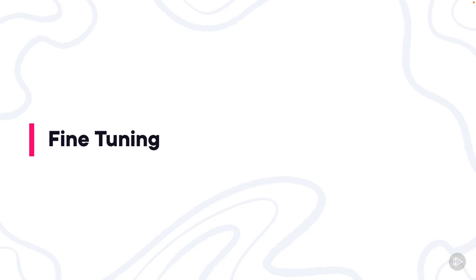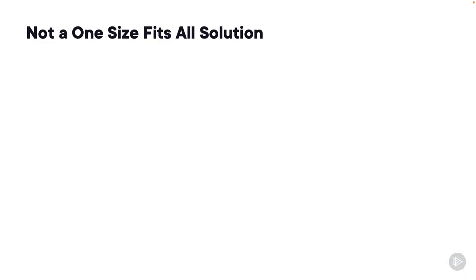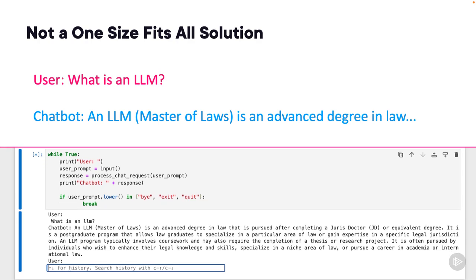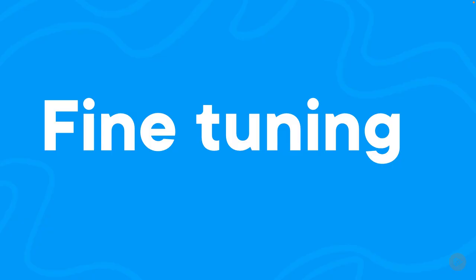There are plenty of times when you build a chatbot and then realize that you're not getting the answers that you're looking for. Indeed, the GPT models are not a one size fits all solution. This is a perfect example. Let's say a user asks, "What is an LLM?" Well, I wanted a specific answer, but instead I get something about the LLM being a master of laws, which is not what I want. For cases like this, you need fine tuning.